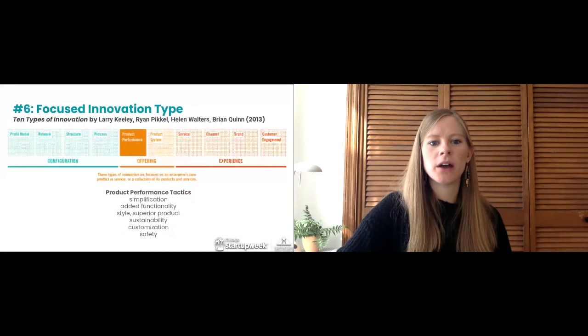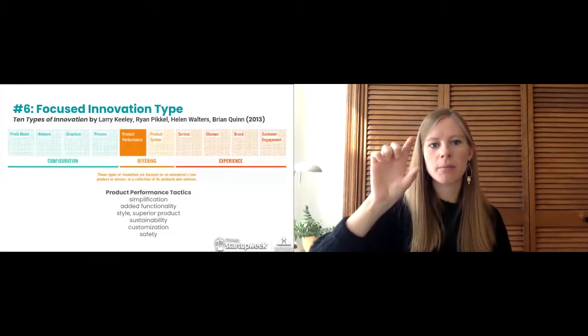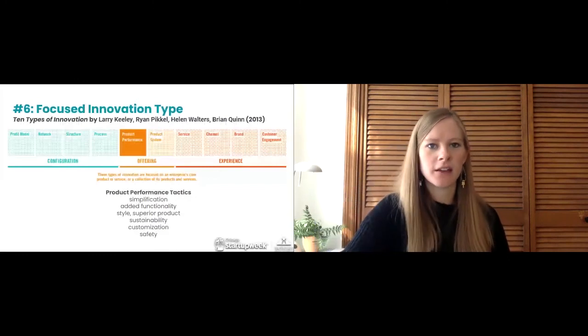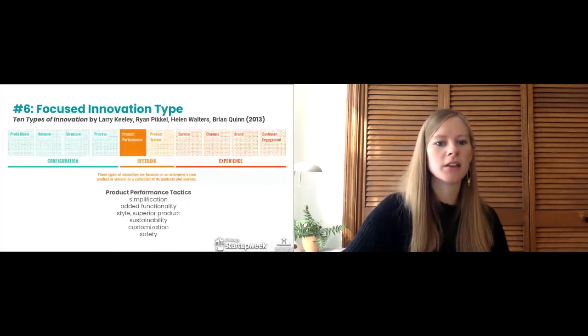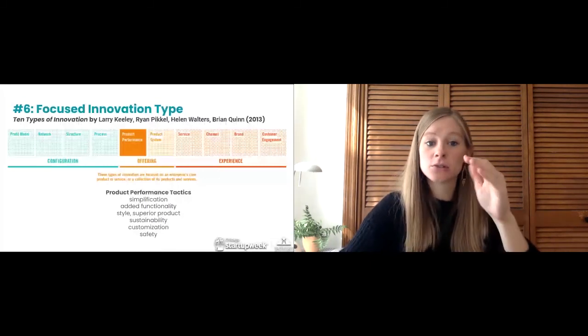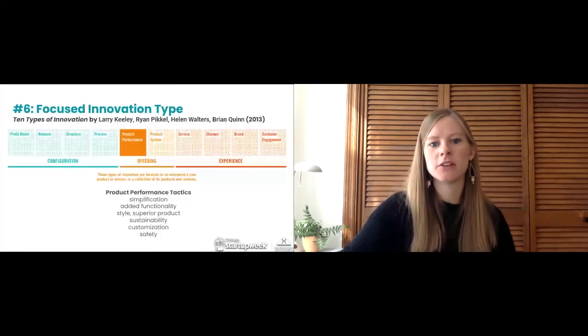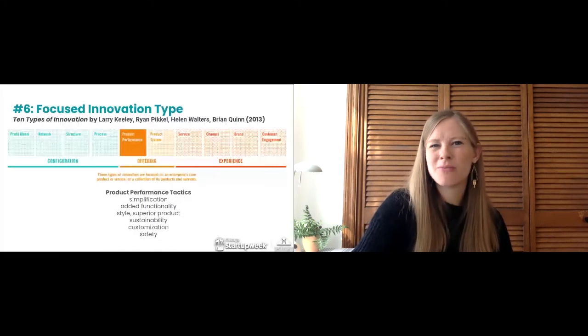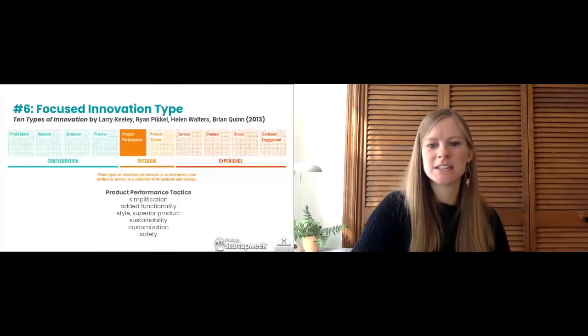And so, for instance, you can think through that, even going back to that product performance, so your actual offering, you could think about simplifying your product to innovate on it. You can think about adding a functionality, making it more sustainable, more customizable, more safe. And so this book, I would highly recommend it, walks through tactics for each one of these types of innovation. So how do you innovate in your brand, or how do you innovate in your profit model, how you make money or sustain your entity. Next.